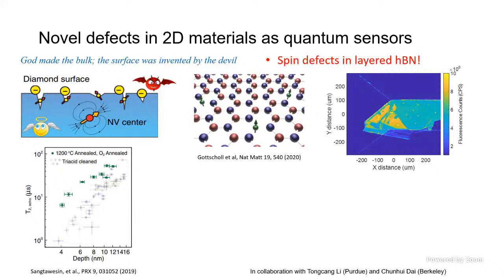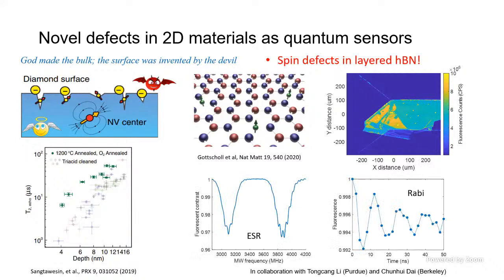My group has been recently collaborating with Tongcang Li's group at Purdue and also Chunhui Dai from Alex Zettl's group at Berkeley. Here is an image of these hBN flakes, and we can create those defects inside, and we can also see the electron spin resonance as well as the Rabi oscillation of this boron vacancy defect in hBN. We're hoping to explore them and use them as new quantum sensors that live in 2D.